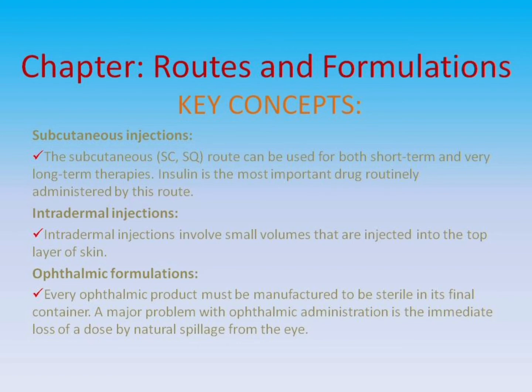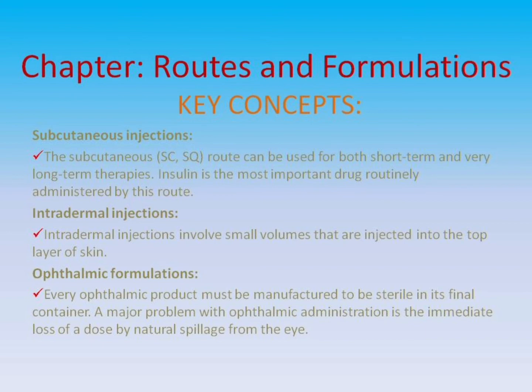Subcutaneous injections. The subcutaneous or SC route can be used for both short-term and very long-term therapies. Insulin is the most important drug routinely administered by this route. Intradermal injections. Intradermal injections involve small volumes that are injected into the top layer of the skin.